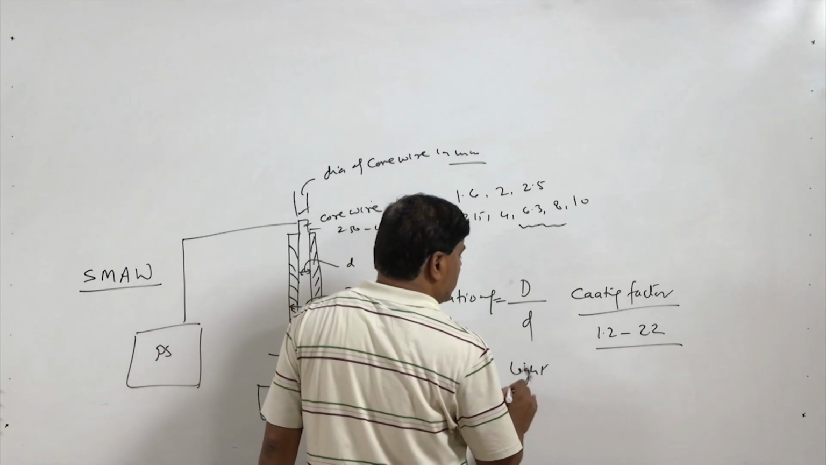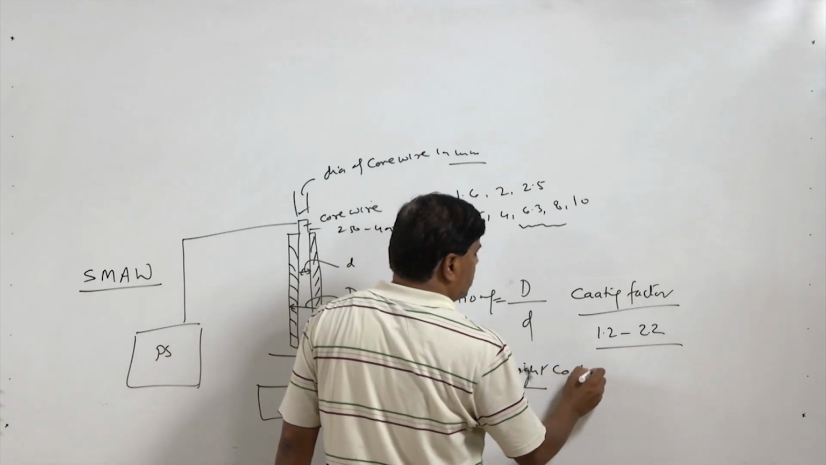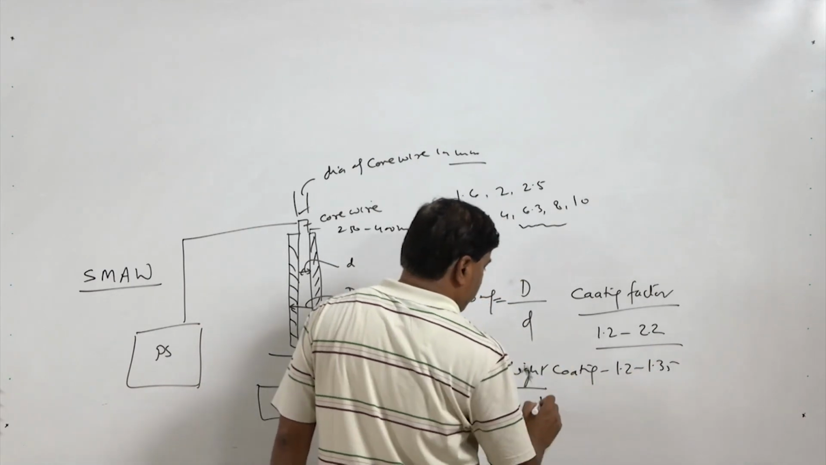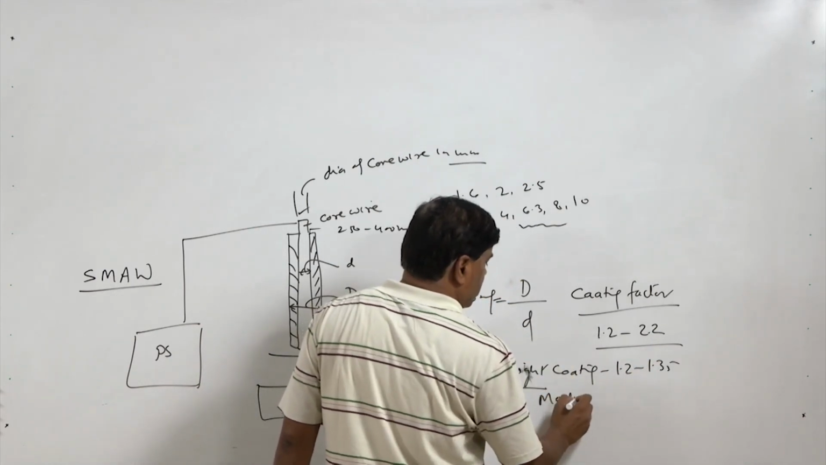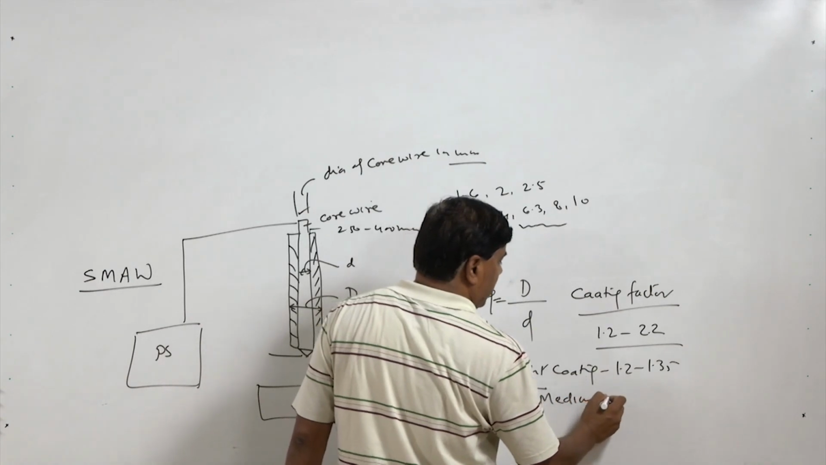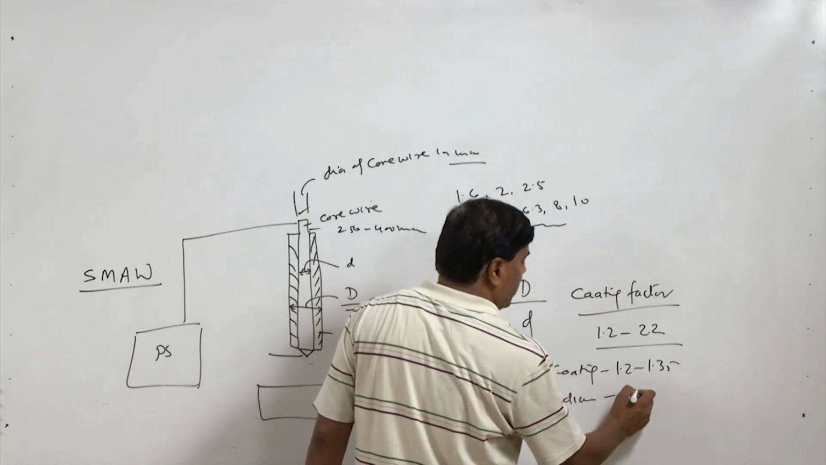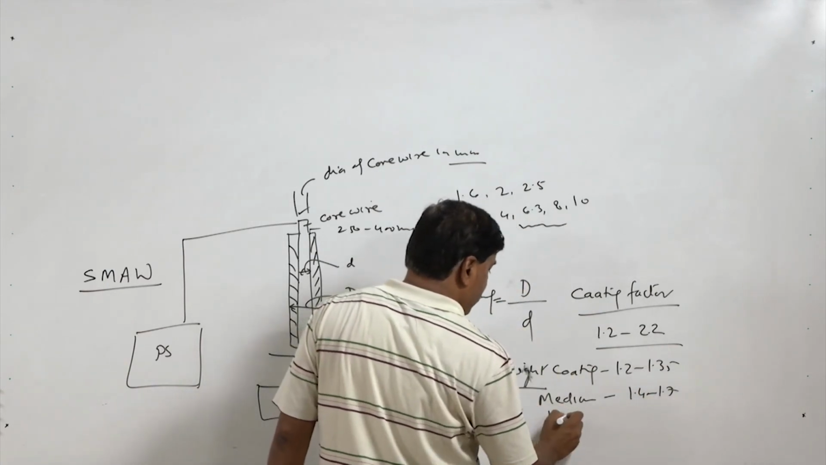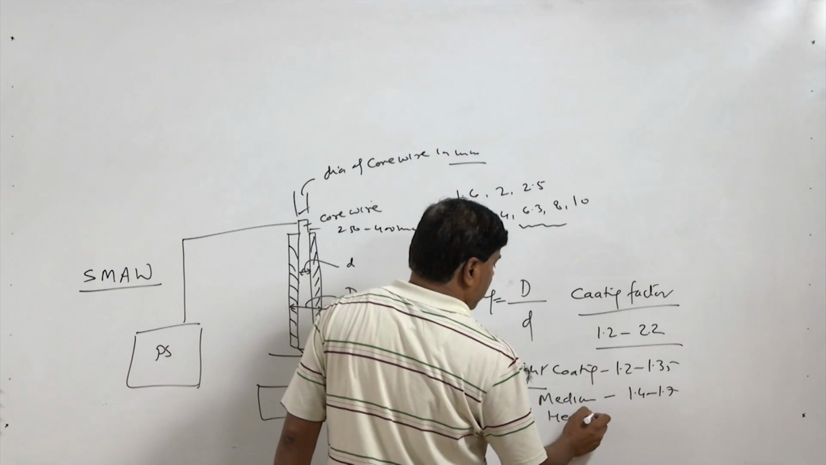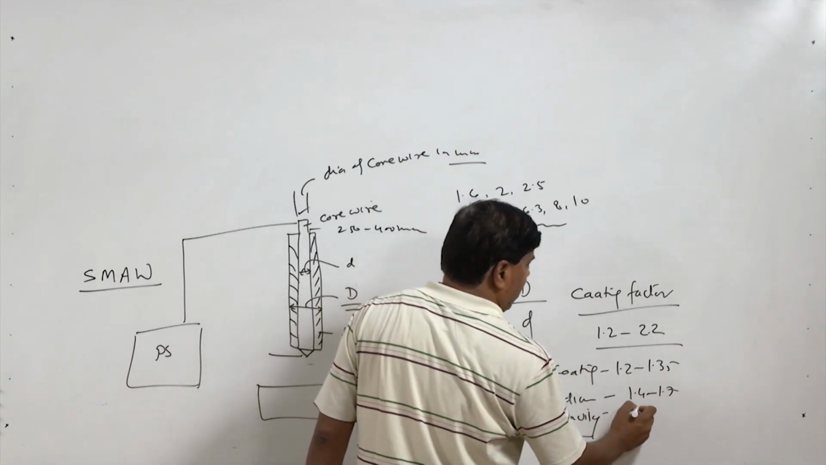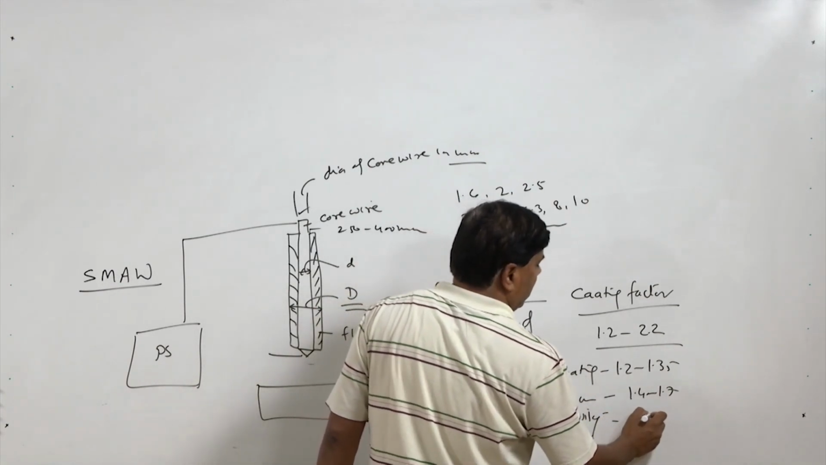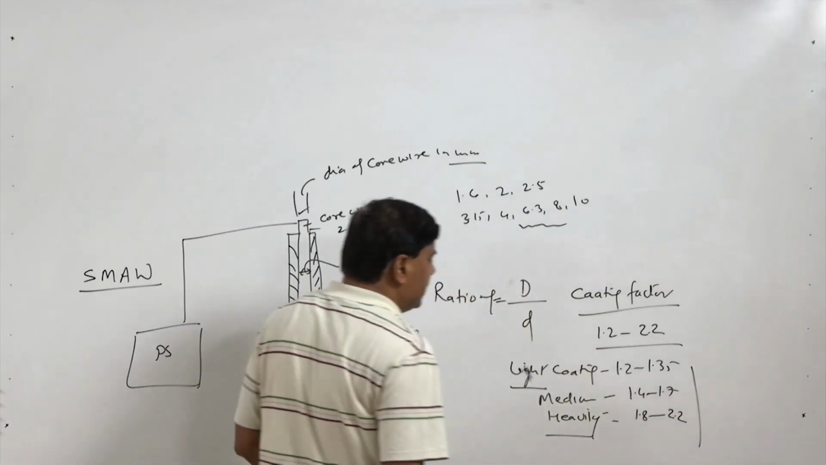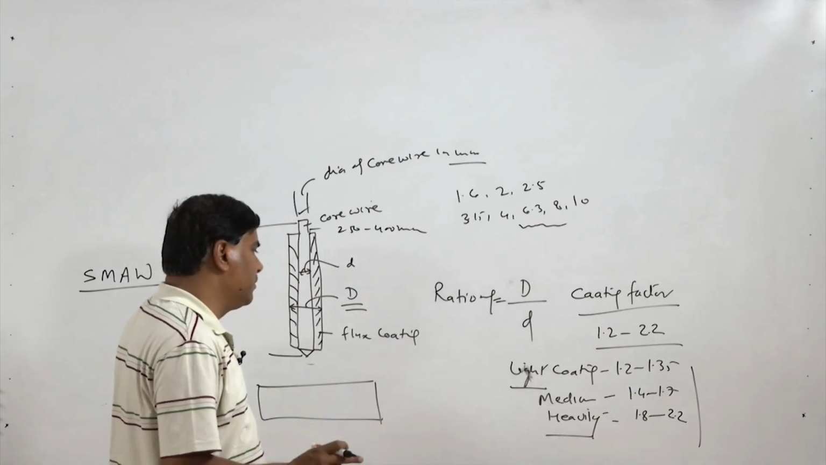wherein light coated electrodes means the coating is very thin. Light coated electrodes have this value from 1.2 to 1.35. Medium coated electrodes will have this value in the range of 1.4 to 1.7, and then heavily coated electrodes will have a value greater than 1.7 up to 2.2. This is the general range, just to have an idea.